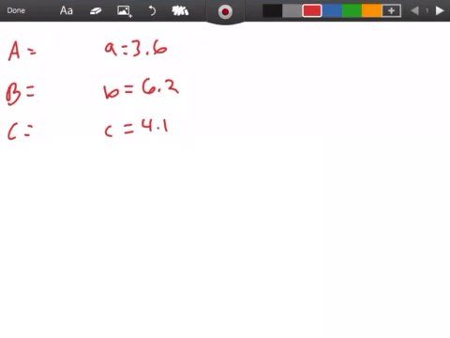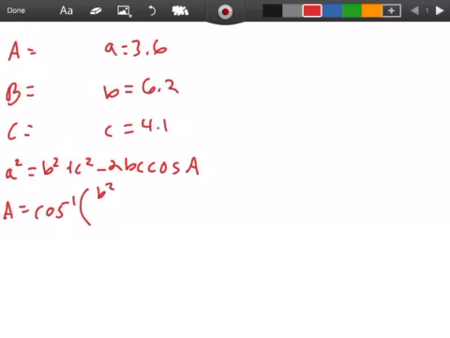So we can pick A, B, or C. I'm just going to pick A. So the law of cosines would say that A squared equals B squared plus C squared minus 2BC times the cosine of angle A. From yesterday, we solved algebraically in an earlier problem and found that A would be the inverse cosine of B squared plus C squared minus A squared all over 2 times B times C.